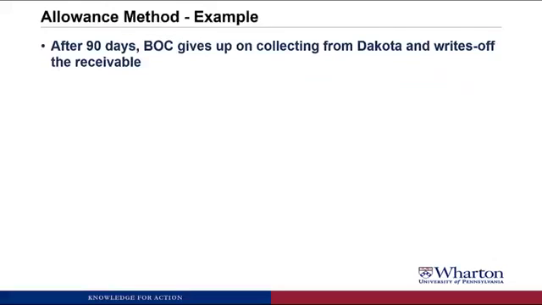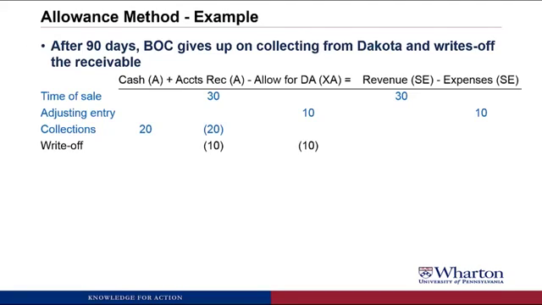Then, after 90 days, BOC finally gives up on collecting from Dakota and writes off his or her accounts receivable. So in this entry, we're going to reduce accounts receivable by 10 because we're no longer going to try to collect that money. We also reduce the allowance for doubtful accounts by 10. It's no longer an allowance for doubtful accounts. It is a doubtful account. So now that we've figured out that somebody's not going to pay us, we don't need the allowance anymore. We can pull that 10 out of the allowance and then directly reduce the accounts receivable.